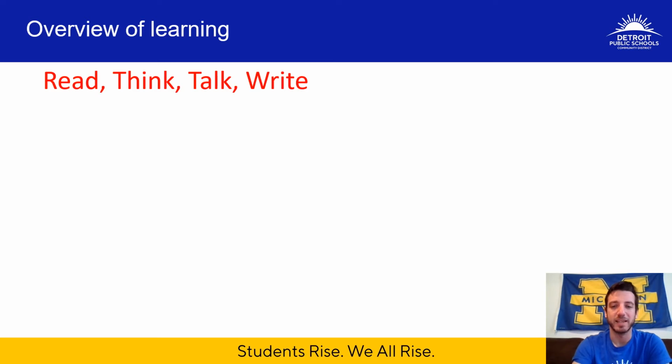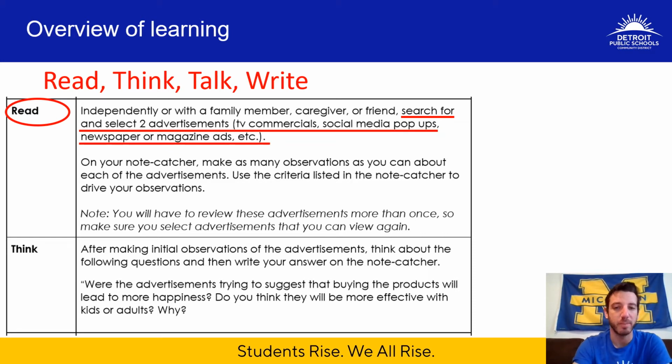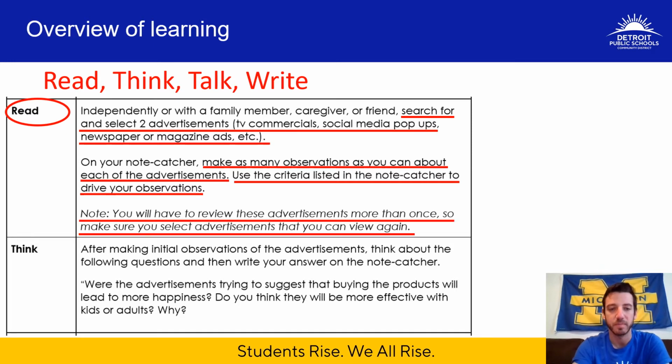Let's talk about the Read, Think, Talk, Write protocol for today. For the Read section, you're going to search for and select 2 advertisements, TV commercials, social media pop-ups, newspaper or magazine ads, etc. And you're going to make as many observations as you can about each of the advertisements. You're going to use the criteria listed in the note catcher to drive your observations. You will have to review these advertisements more than once, so make sure you select advertisements that you can view again. So you're going to choose any advertisement you want.